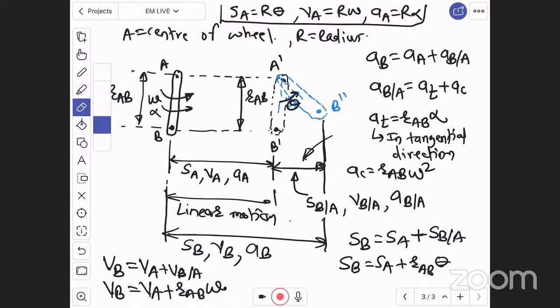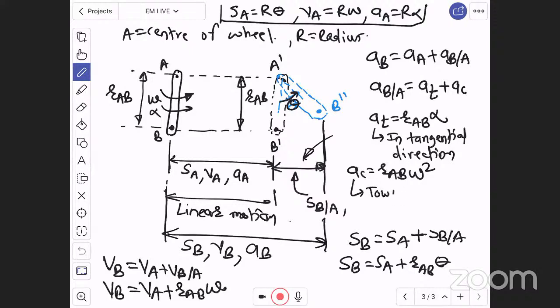Centripetal acceleration is RAB omega square, right? It is towards center along radius, that we have learned in previous lecture. इसके ऊपर हमने क्वेश्चन भी ले लिए हैं, right?